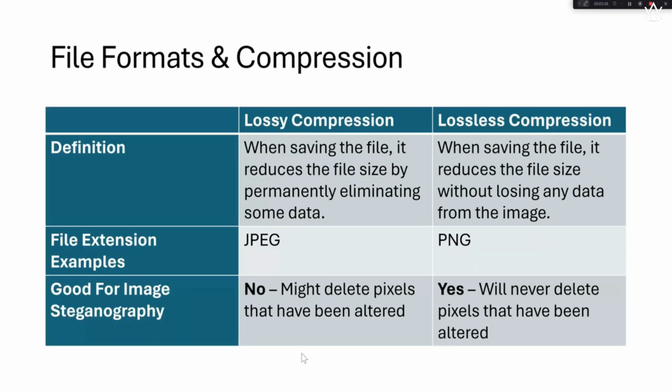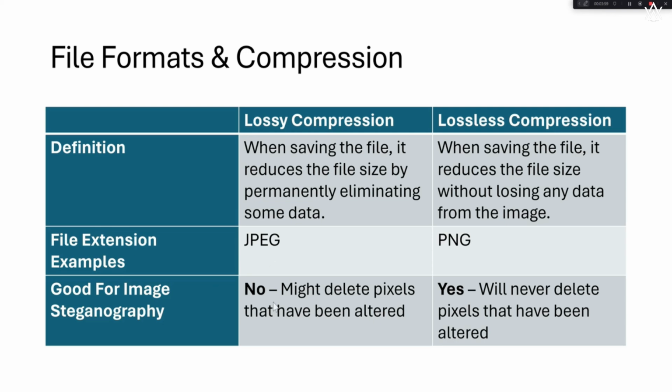So if we continue, file formats and compression. There's two types of compression: lossy compression and lossless compression. So what is a lossy compression? When saving the file, it reduces the file size by permanently eliminating some data. An example is a JPEG. And so is this good for image steganography?